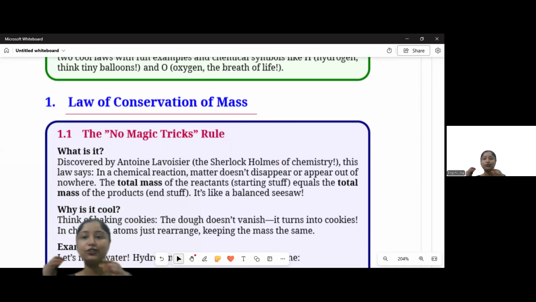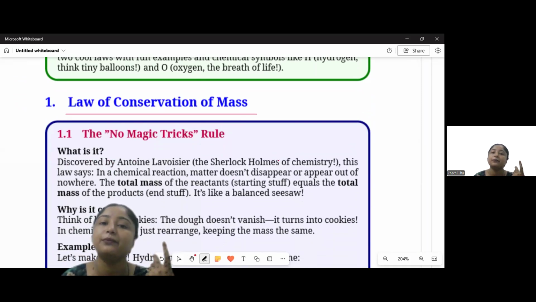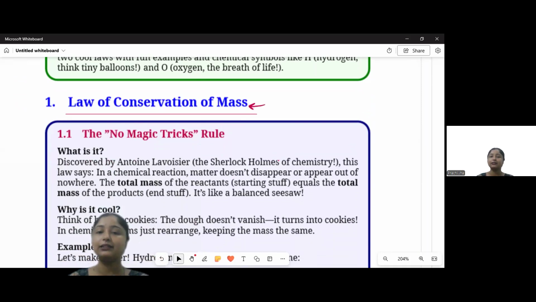Now, by now, you know what the meaning of mass is. Generally till this point, we do not differentiate between mass and weight, although they are two different things. But let's consider the mass as the weight. And conservation obviously means to conserve, to store. That is what conservation means.